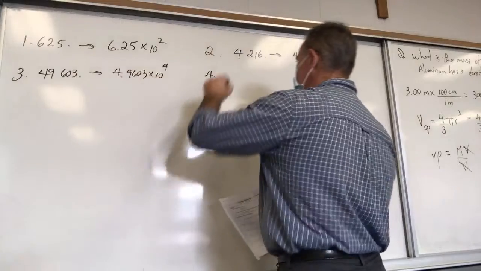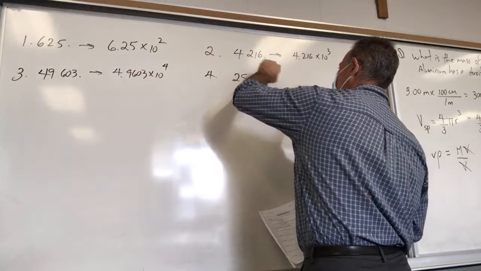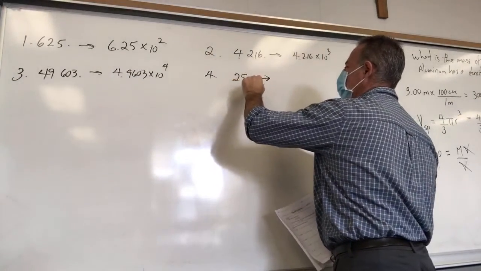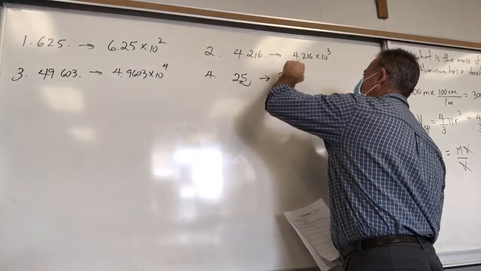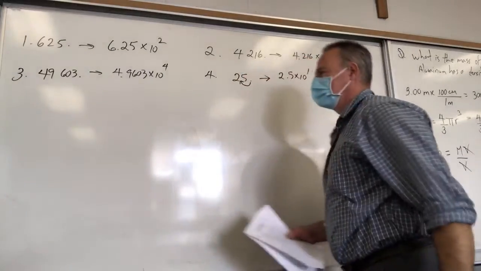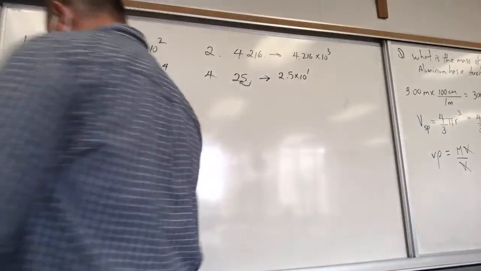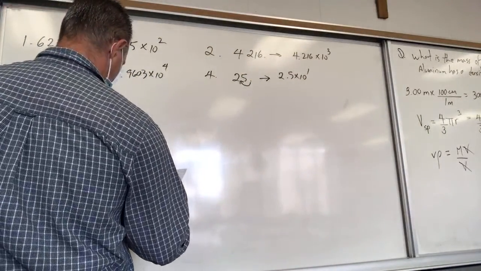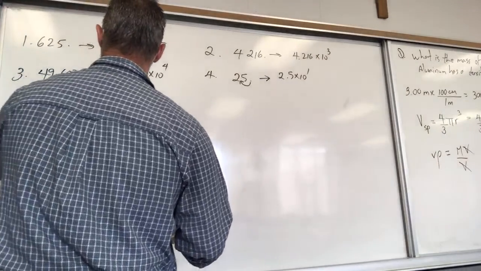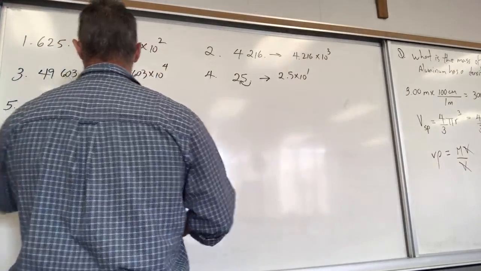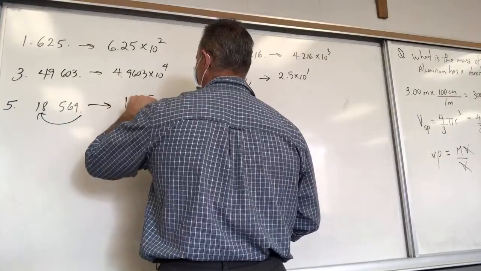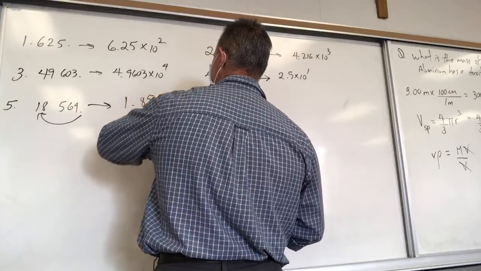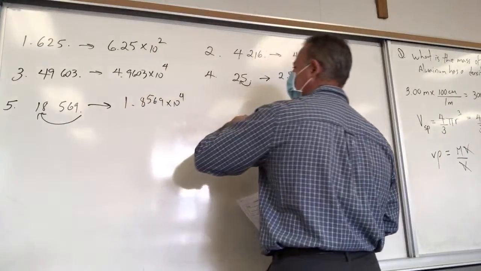Number 4. The number 25 can be rewritten as, if you move the decimal from here to there, 2.5 times 10 to the power of 1. It's fairly trivial. Number 5, 18,569. The decimal is here. Move it to there. You get 1.8569, and you've made 4 jumps, so it's 10 to the 4.